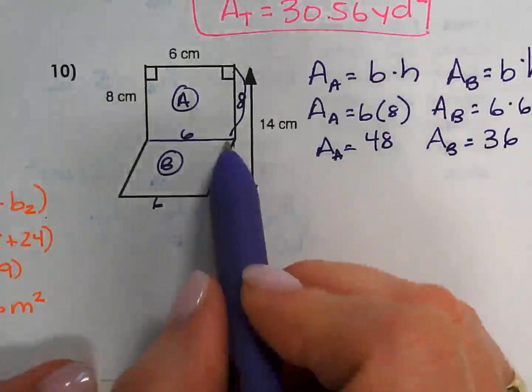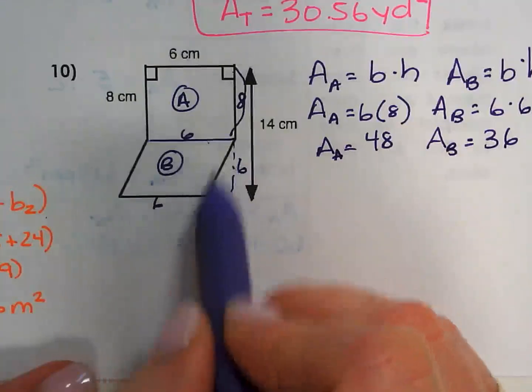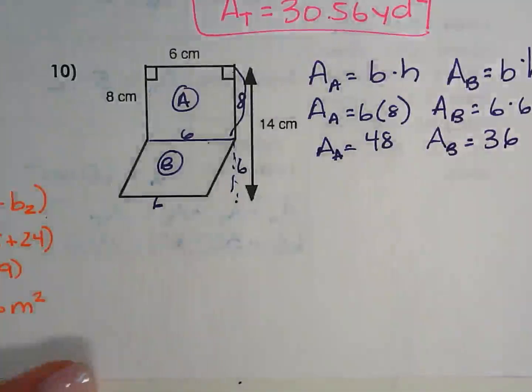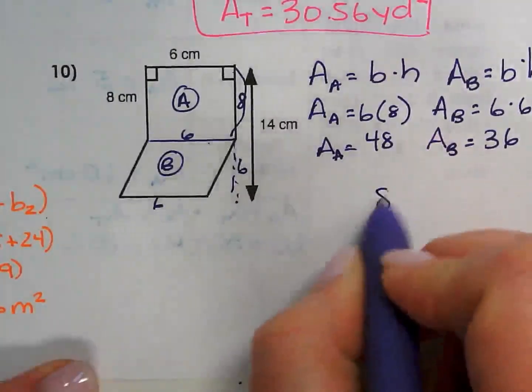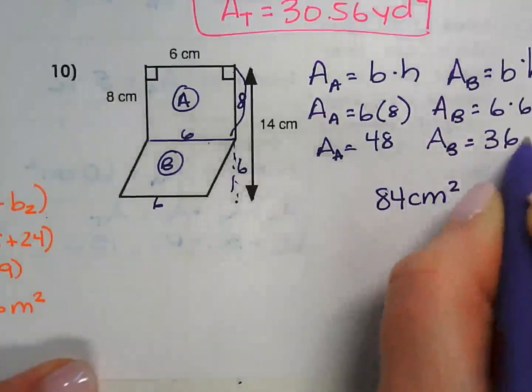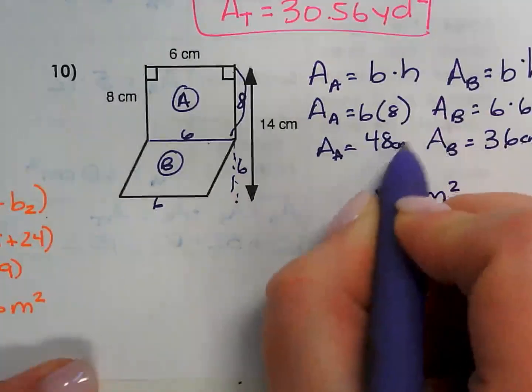And remember that the height in a parallelogram is always measured perpendicularly. It's measured this way, not along a side. So 36 and 48 make a grand total of 84 centimeters squared. And these should be centimeters squared as well.